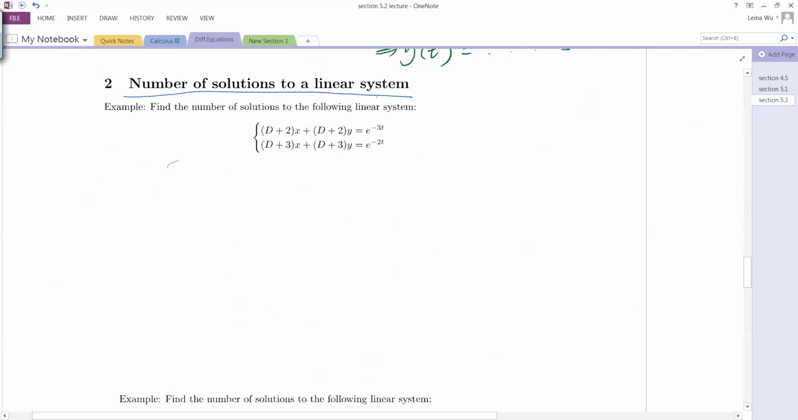But here we're looking at a linear system of differential equations. So it depends on the linear system you are given. Let's first look at this example. D plus 2 x plus D plus 2 y equals e to the negative 3t, and D plus 3 x plus D plus 3 y equals e to the negative 2t. How many solutions are there for this system? I'll give you a minute to think about it.